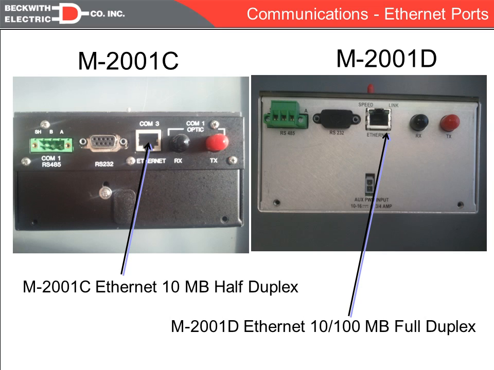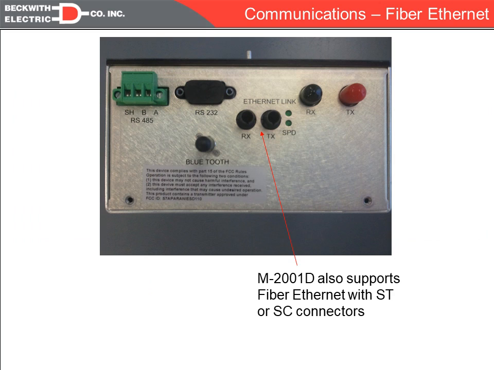On the D, this is a true 10/100 Ethernet port. We also have the option on the D that was not there on the C for fiber. We'll talk about it a little bit later. So this is a true Ethernet port, unlike the C. And here's the fiber option. The copper option is 10/100 auto negotiate. The fiber supports 100FL with either ST or SC connections.